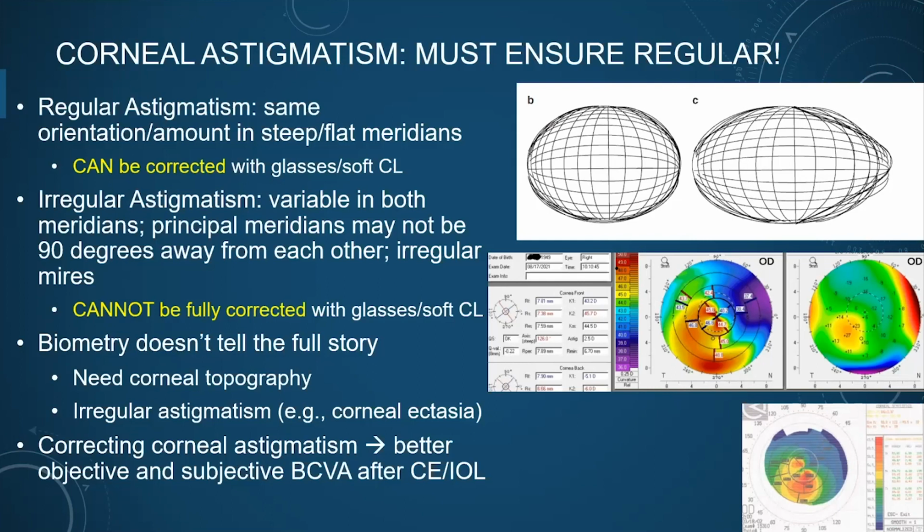Biometry doesn't fully tell the story. When we get biometry measurements at the time of cataract surgery, the biometry device will give the astigmatism measurement. It'll say this patient has 1 diopter or 2 diopters or whatever it might be. And even whether you're using K values or TK, there's no red flag that, oh my gosh, this patient has irregular corneal astigmatism.